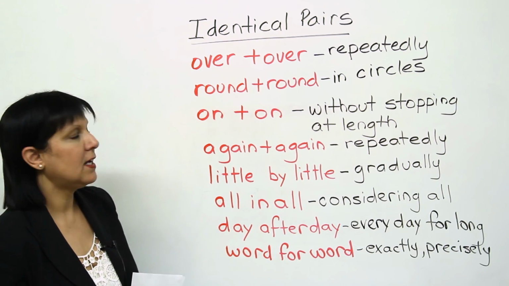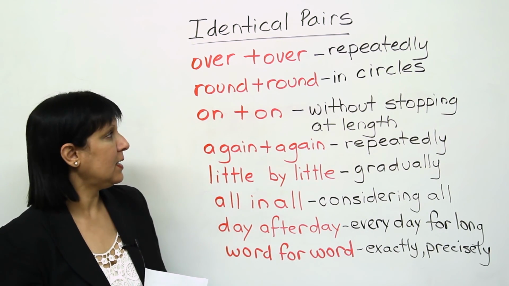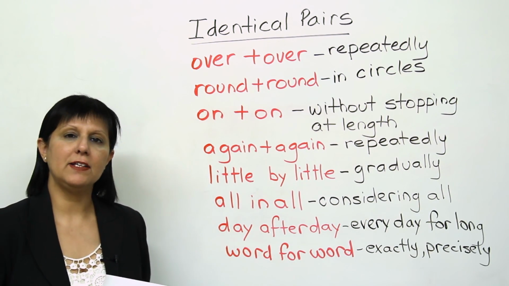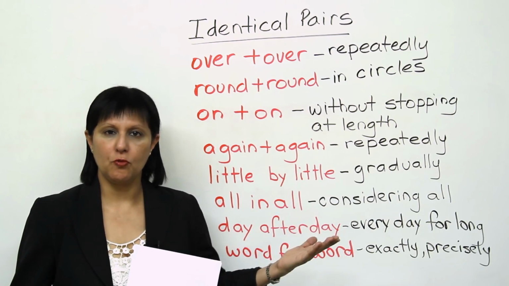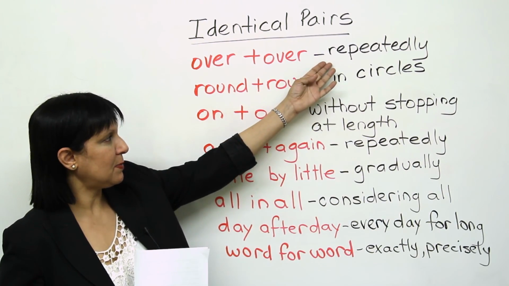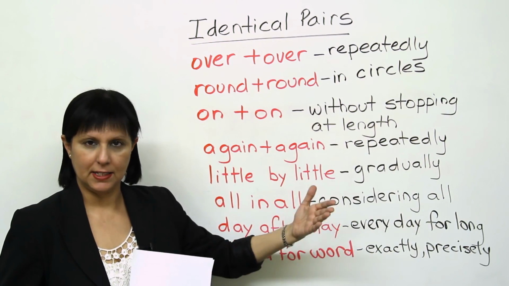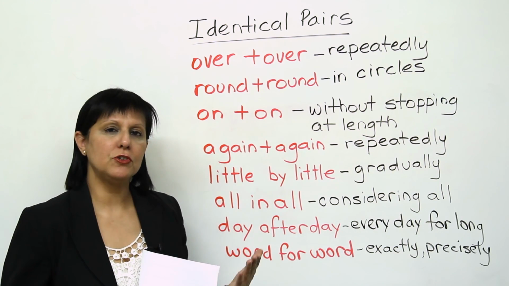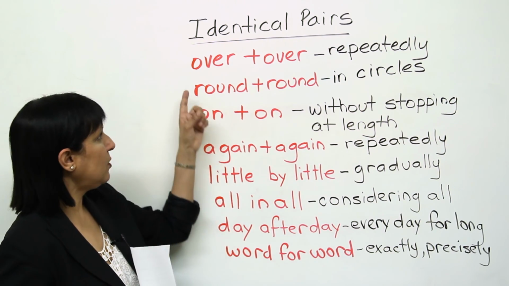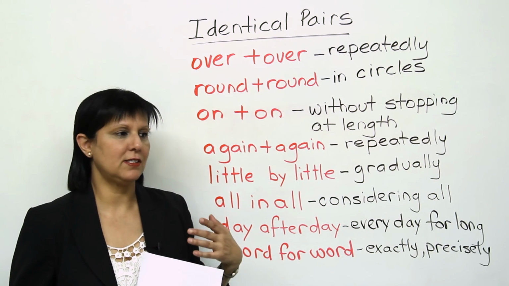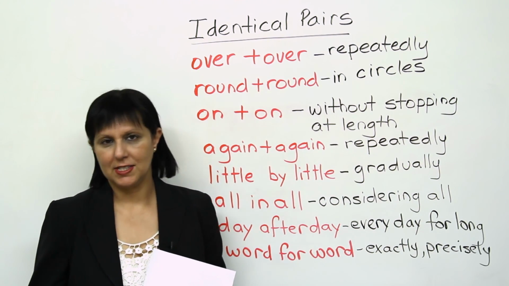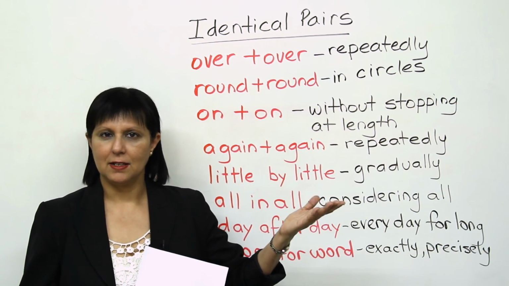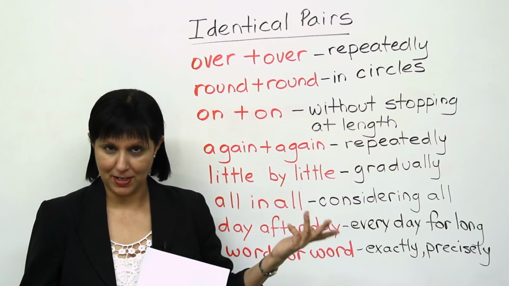The first one is over and over. Okay? When we say that somebody did something over and over, or I had to explain it to him over and over, it means I had to explain it to somebody repeatedly. Again and again is another expression, which we'll see, which also means repeatedly. Now, why don't we just say, I had to explain it to him again? You can say that. And of course, everybody will understand you. I had to explain it to him again means I had to explain it to him a second time, right?